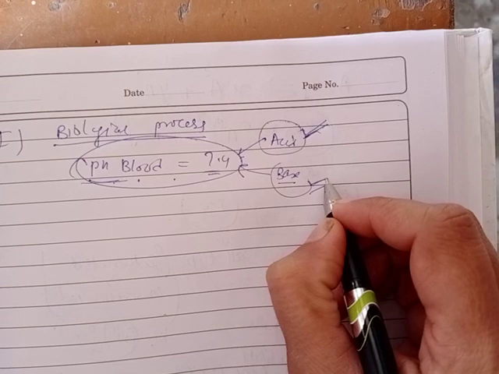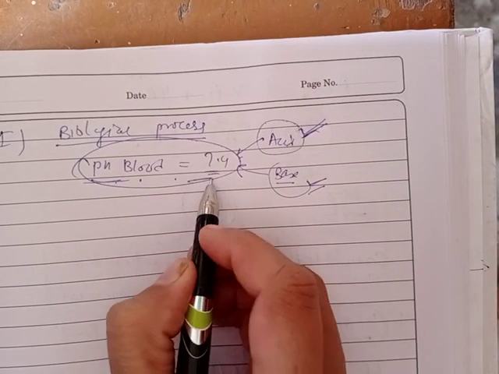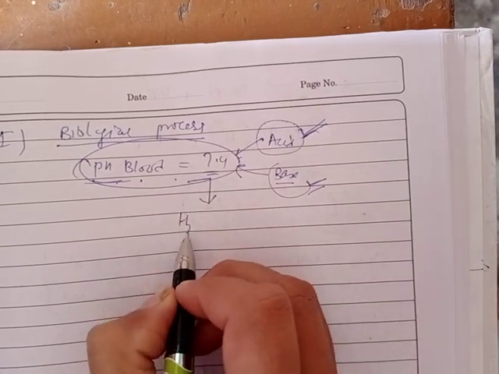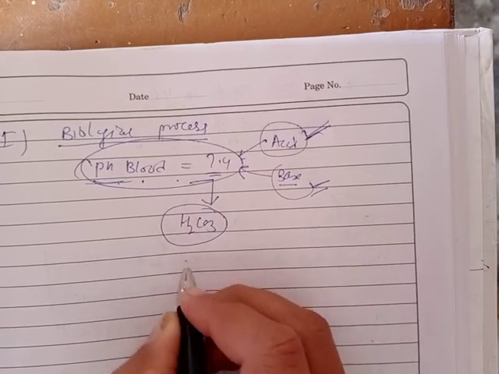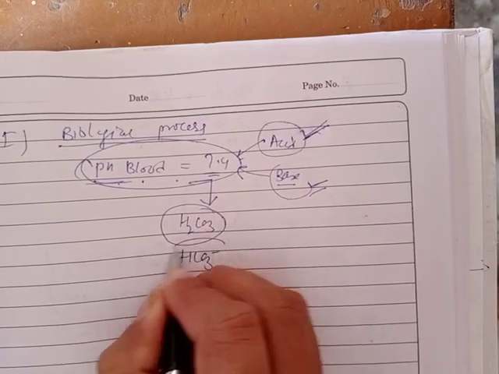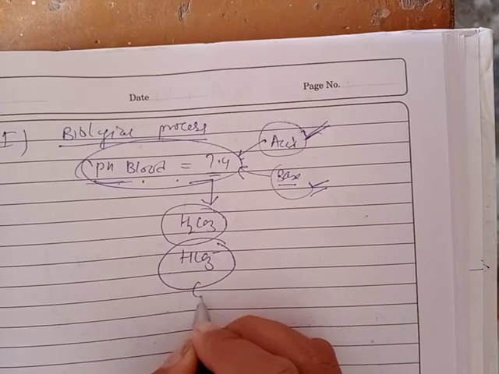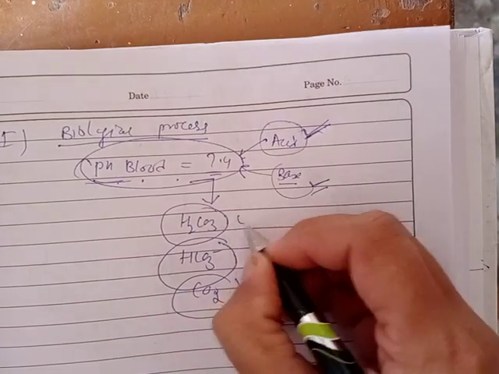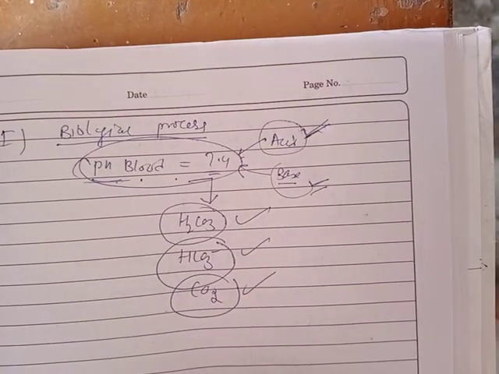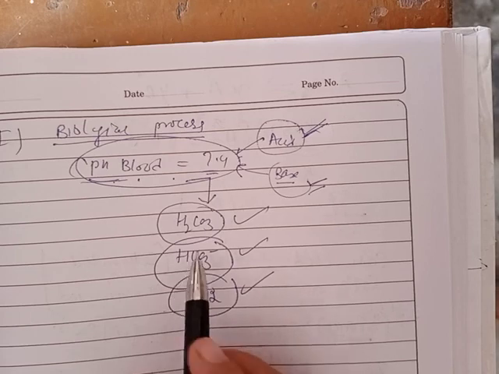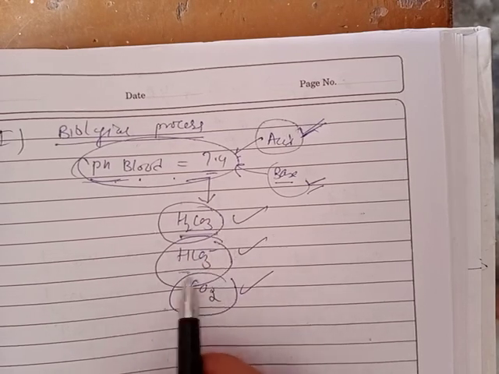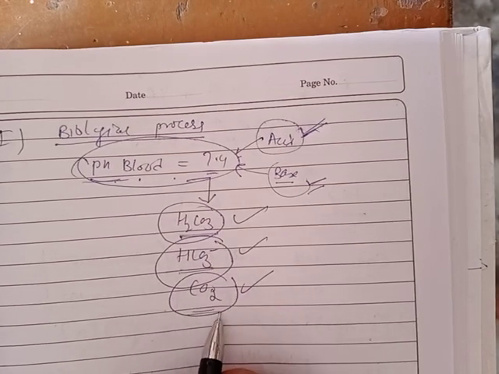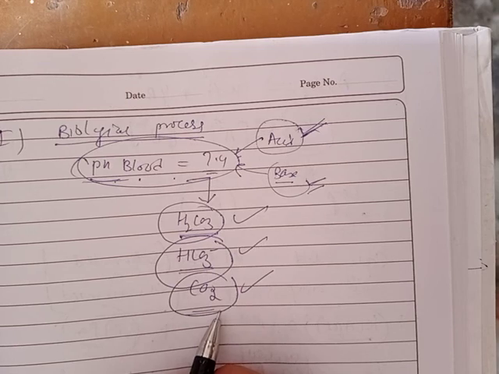So the buffer action of blood is due to the presence of carbonic acid H2CO3, bicarbonate ion HCO3 negative, and CO2 present in the blood. So the buffer action of blood is maintained with the help of carbonic acid, bicarbonate ions, and carbon dioxide gas. Second is the industrial process.